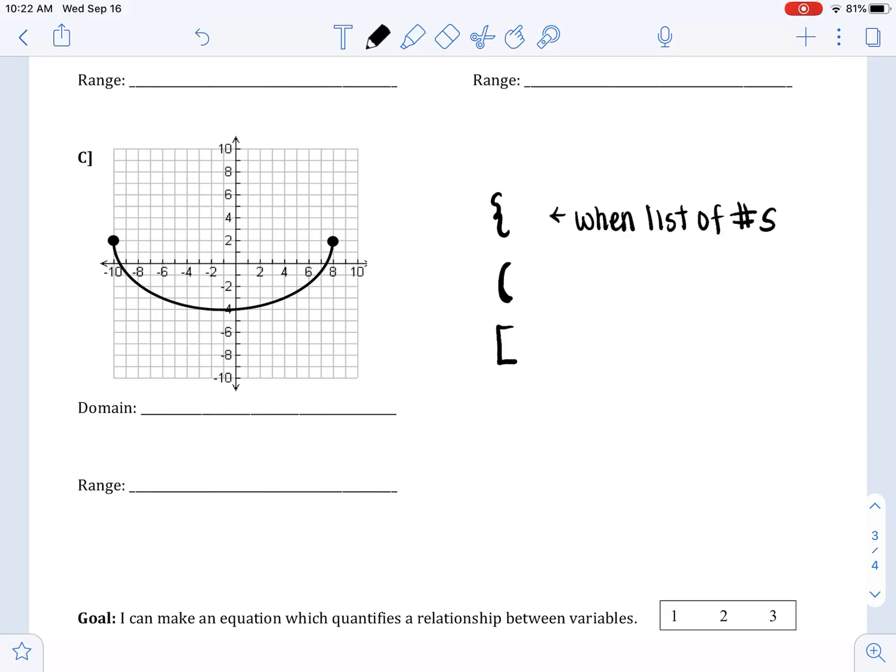Okay, like a pool emptying. How much liquid is left in the pool, right? It doesn't say like there's 500 gallons and then there's 499. There's all numbers in between, right? So if it's not a list and it's all numbers in between two numbers, you're going to use parentheses and brackets, okay? Parentheses is going to be when the number's not included. So this is when the number is not included.